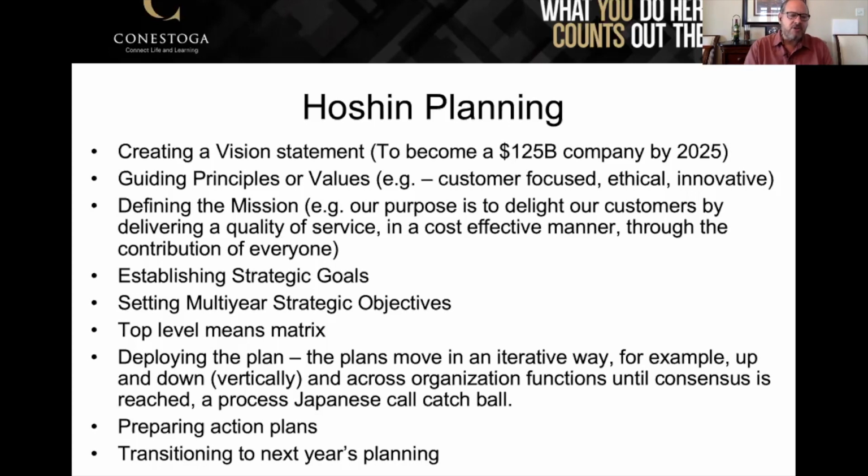So Hoshin planning is common to traditional Japanese quality organizations. And Hoshin planning starts with a vision, which most do. There are guiding principles or values, which is basically kind of the how we'll do things. And you define your mission. And if you put all of these pieces together, in many ways, this is the constancy of purpose, if you will, that Deming had been talking about, right?